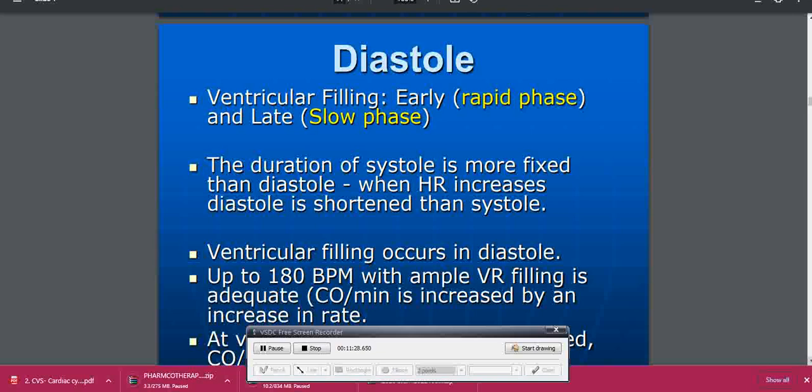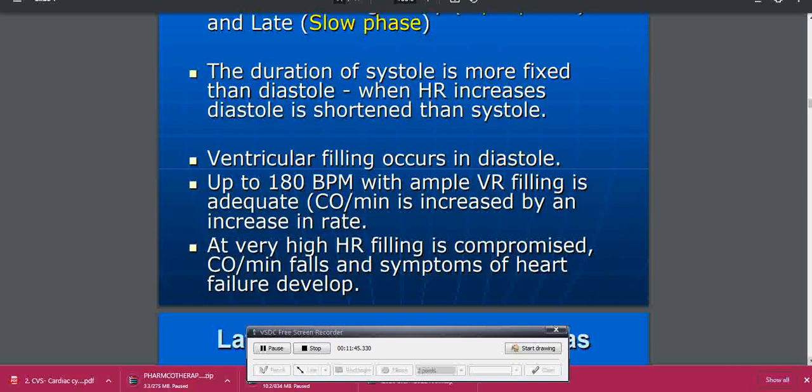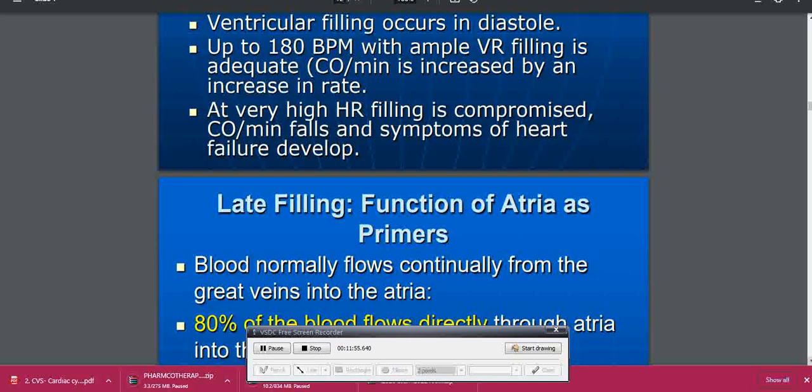So let's talk about the ventricular filling which occurs in diastole. Up to 180 beats per minute, ventricular filling is adequate, and cardiac output per minute is increased by an increase in the rate of the heart. At a very high heart rate, filling is compromised, cardiac output per minute falls, and symptoms of heart failure start to develop.